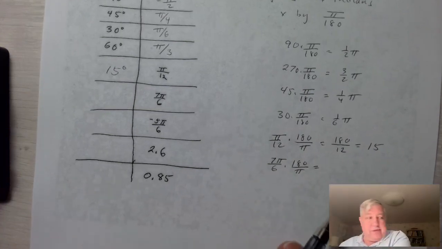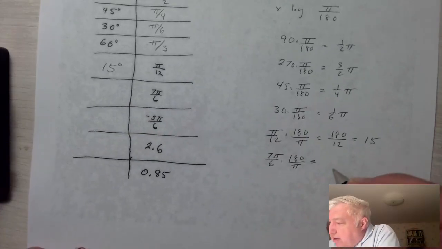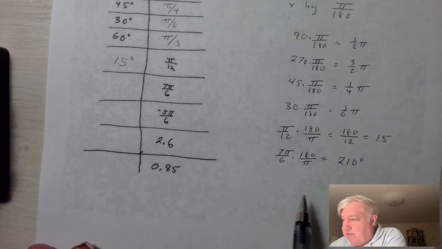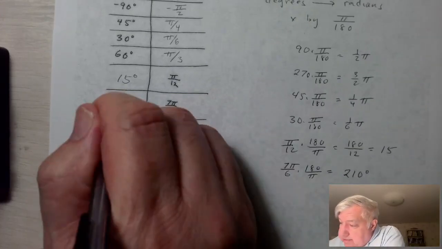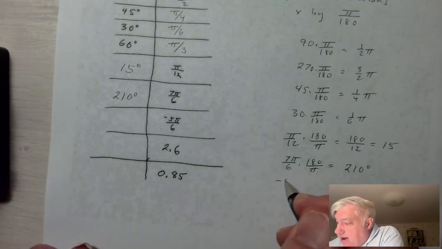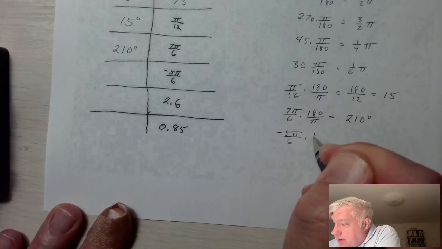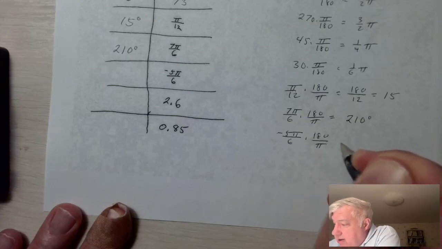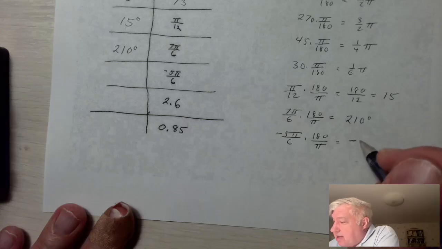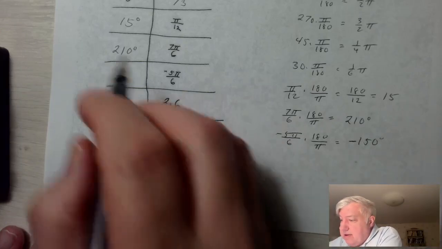Once again, the pi's will cancel, and this actually is going to be 210, which is what we had before. We saw it before. Okay, negative 5 pi over 6 times 180 over pi. Once again, the pi's cancel, and this actually turns out to be negative 150. Okay, degrees if we want.